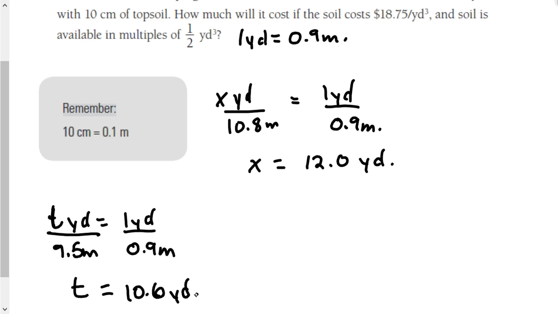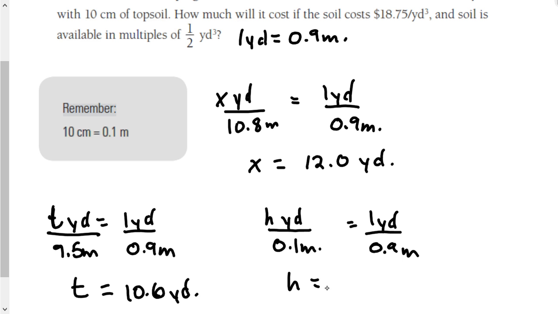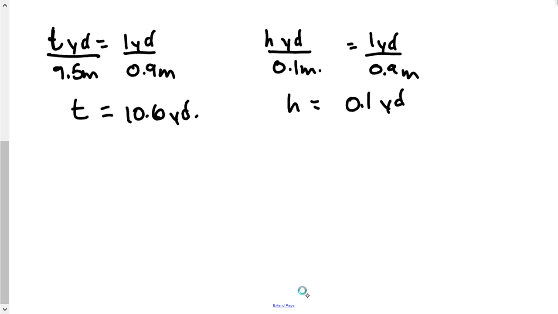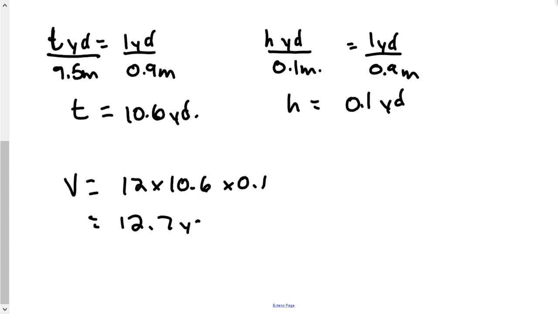And the depth, so this would be h yards over 0.1 meters, knowing that 10 centimeters is 0.1 meters, is equal to 1 yard over 0.9 meters. So h is giving us 0.1 yards. So we multiply that all together for the volume. 12 times 10.6 times 0.1 to give us 12.7 yards cubed.